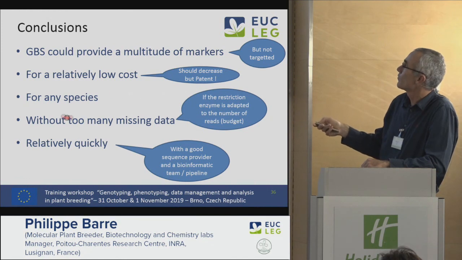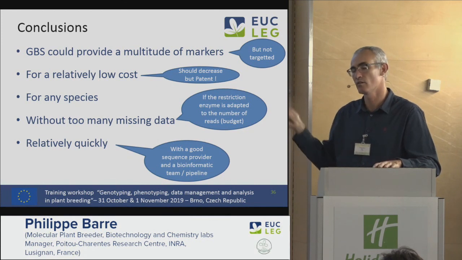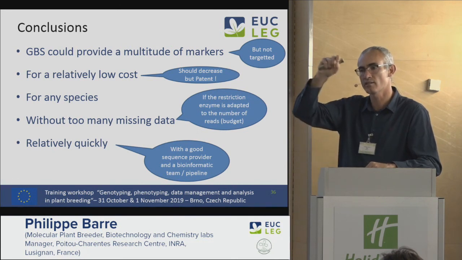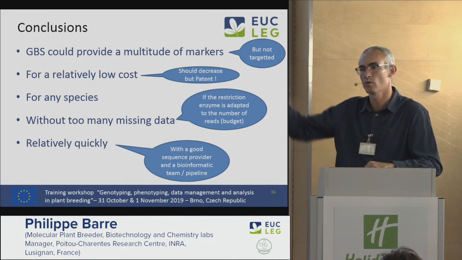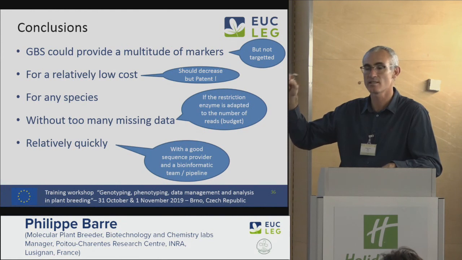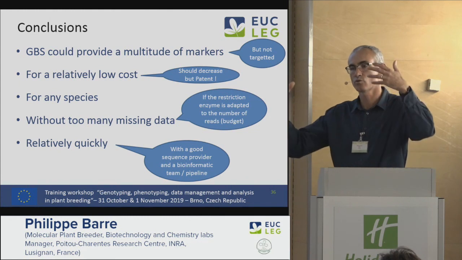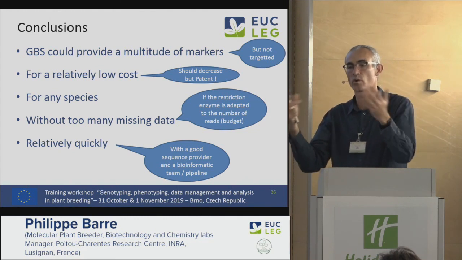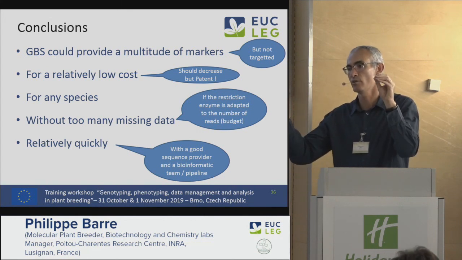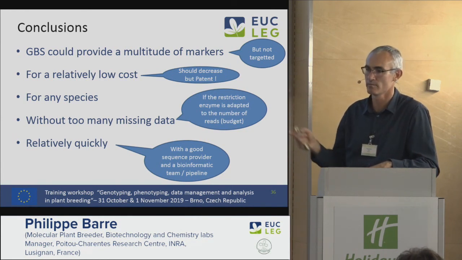It could be done for any species. This is something I didn't talk about, but you saw that I said that you need a reference sequence. In one of the slides, you will see it's not always a necessity. You can work without a reference sequence. In fact, what you do is use all the sequences that you have from the GBS library to build a reference, and then you map on that. And there is an article with an example on sugarcane. It's on the slide.